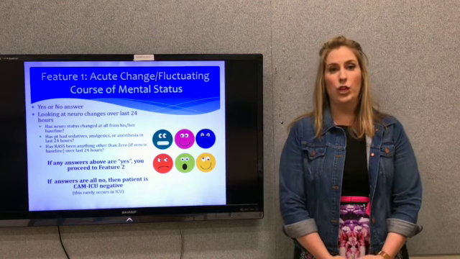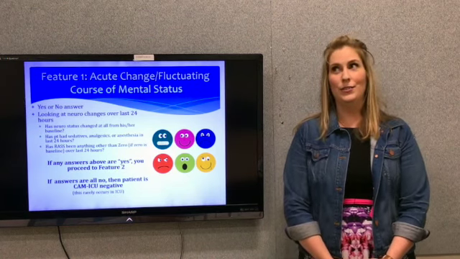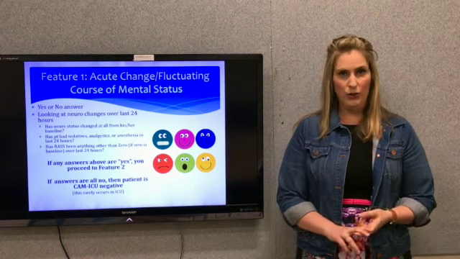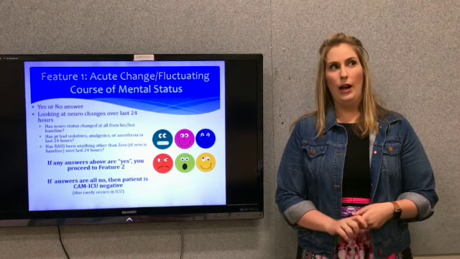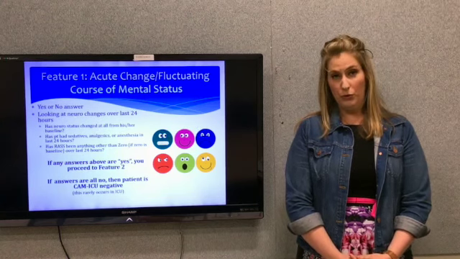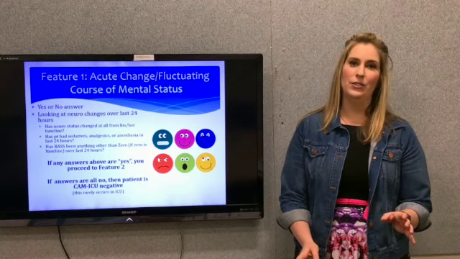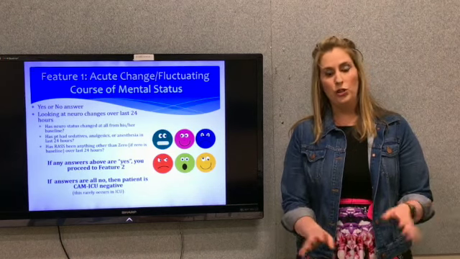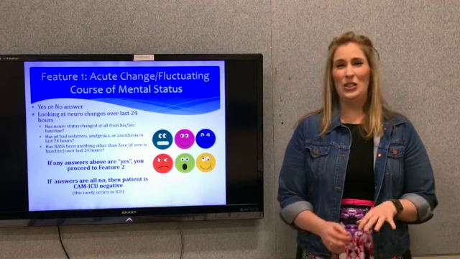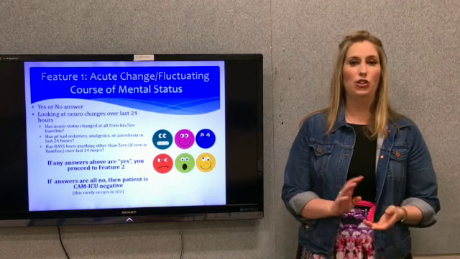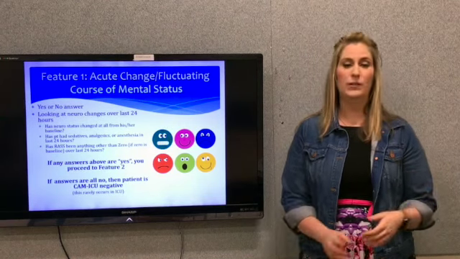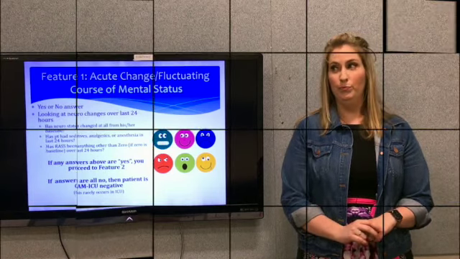So feature 1 is acute change or fluctuating mental status. It's just a yes or no answer. So has this patient in the last 24 hours had a RASS other than 0? Or has their mental status from baseline changed at all? If the answer is no to both of those, which is usually not the case in the ICU, then you are done. They've had no fluctuation, no changes, then they are CAM-ICU negative. However, I would again say like 99% of the time, patients have been getting analgesics. They might have a RASS of -1 for even just 5 minutes. Then you're going to proceed on to feature 2.